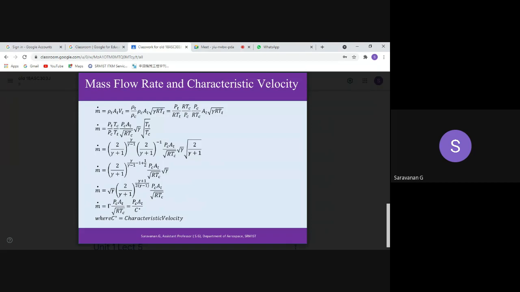Next, we have the temperature ratio at the throat. That is TT by TC, which is nothing but 2 by gamma plus 1. That's all. These are all nothing but isentropic relations in the nozzle throat. The isentropic relation is P naught by P at any point, to the power gamma by gamma minus 1, equal to T naught by T.